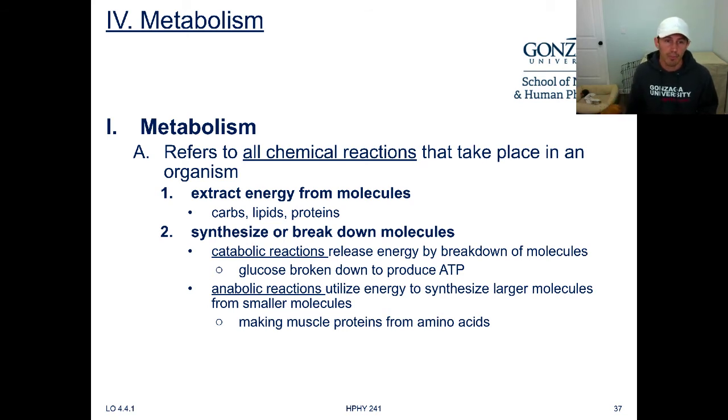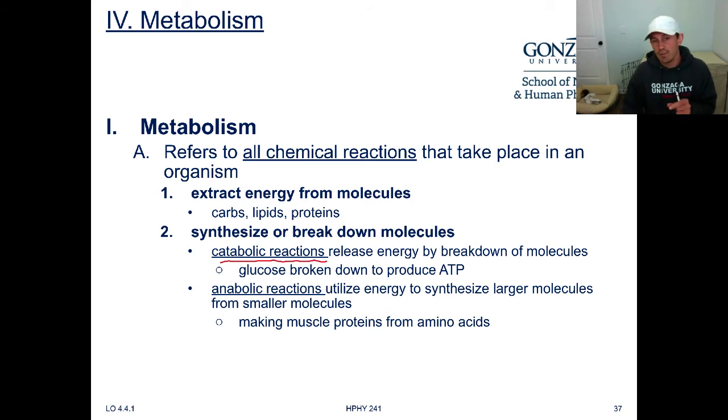Okay, so when we talk about these, whether we're breaking down or synthesizing molecules, there's some additional terminology that we need to establish. When we are breaking down large molecules into smaller molecules and releasing energy in that process, that is a catabolic reaction. On the other side of this is an anabolic reaction. These are reactions where we are storing energy. We're synthesizing larger biomolecules from smaller molecules. I have here as an example of this, making muscle proteins from amino acids.